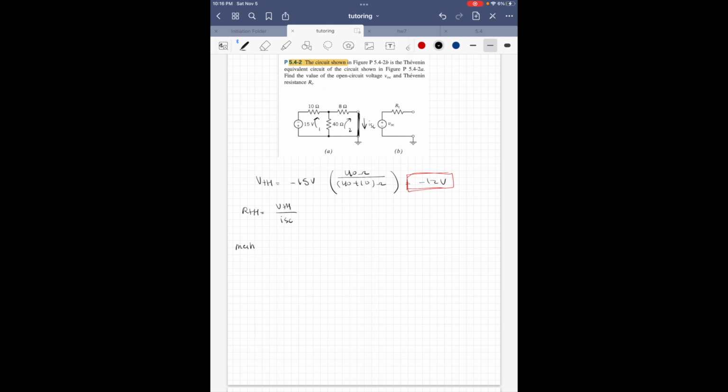So at mesh 1, we have 15 volts plus 10 times I1 plus 40 times (I2 minus I1) equals 0, and I'm going to simplify this. I'm going to end up with 50I1 minus 40I2 equals negative 15. That is going to be my first equation.